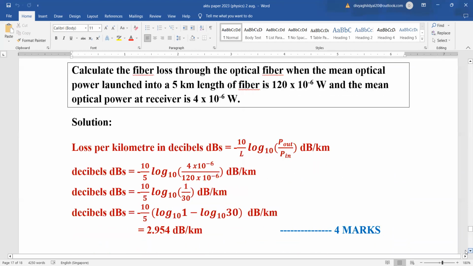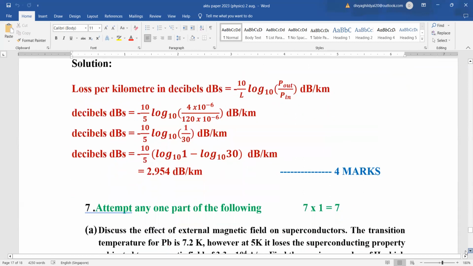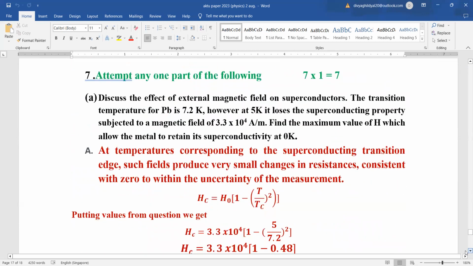Now the numerical. See, loss per kilometer in decibels. So this is in kilometer. You don't need to change it into meter. So the answer is minus 10 upon L log base 10 of output power upon input power. Simply put the values, approximate log base 10 of 30 value, and this is 0, and you get the answer. The numerical is very simple. The formula will carry marks and the steps.